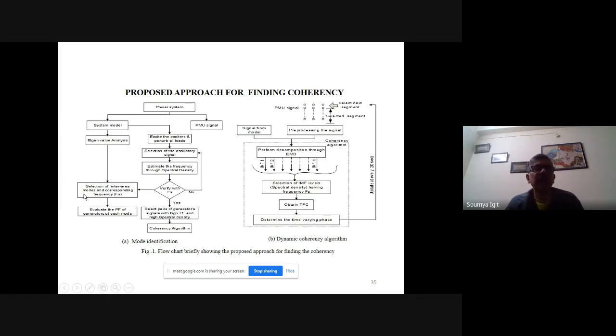So you evaluate the participation factor of the generators for each mode, and then you excite the exciter and part of the load. That means you perturb the power network about the nominal operating point. Then you select the oscillatory signals, estimate the frequency, and correspondingly identify the generators with the higher participation factor and the higher spectral density, which are the coherent ones. So this is one way. That is one way for the mode identification.